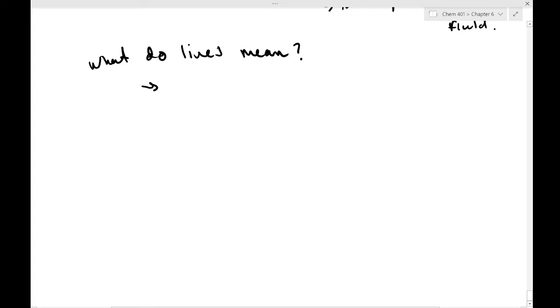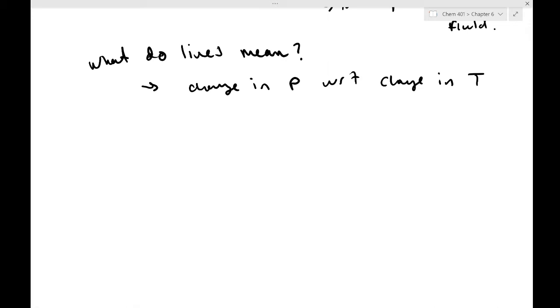Okay, what do the lines actually mean? Well, if we think about it, they are the change in pressure with respect to the change in temperature. And as I just mentioned at the very beginning, this is important, right? Because we can write this as dP over dT. So the change in pressure over the change in temperature is simply the line. And we can calculate this with what?